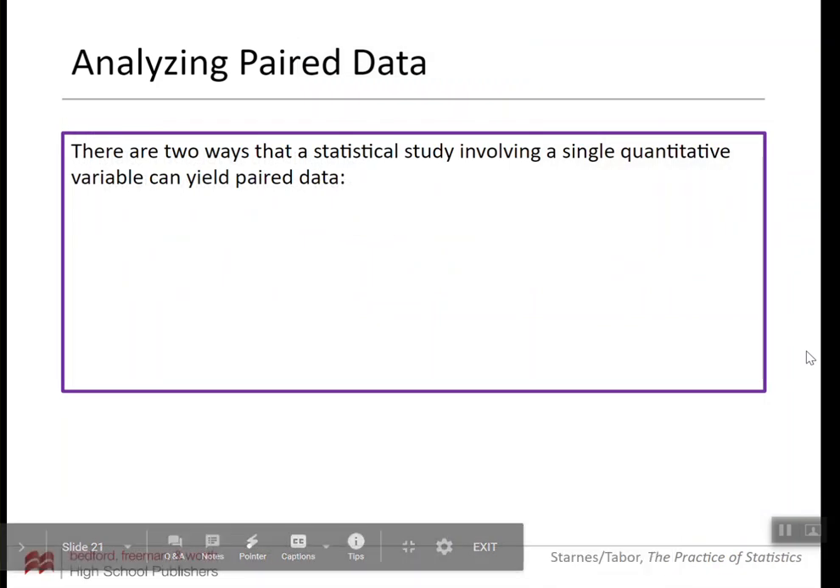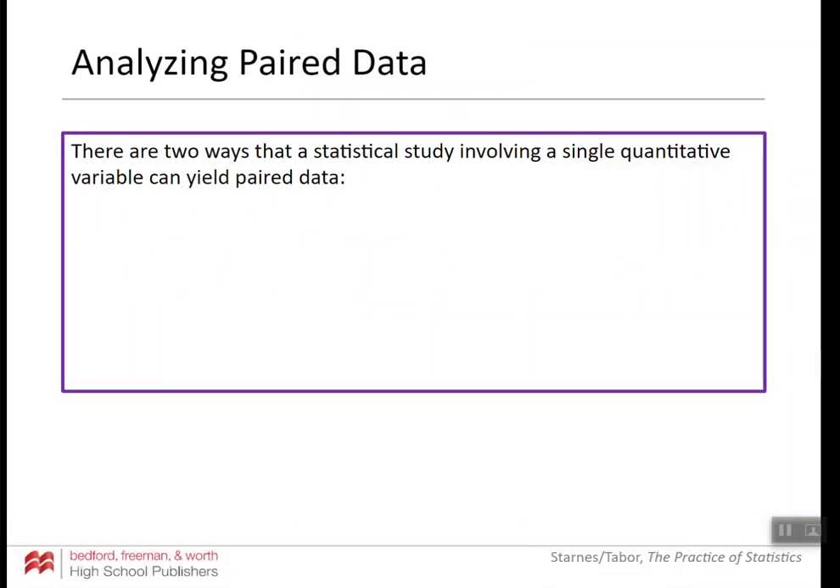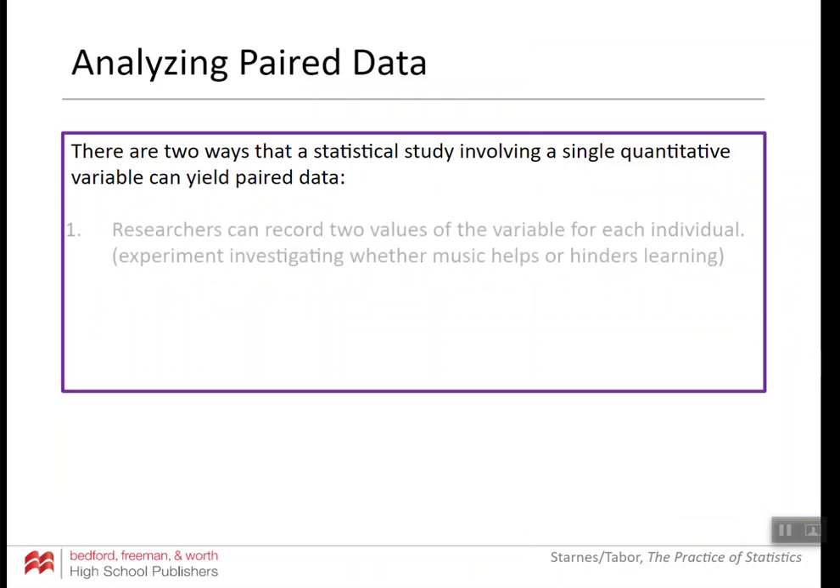So, there are 2 ways that a statistical study involving a single quantitative variable can yield paired data. One is researchers can record 2 values of the variable for each individual. So, the example where we looked at investigating whether music helps or hinders. Or if you have a pre-test and a post-test to see how much you learned. Anytime there's a pre-test or post-test, it's going to be paired data.